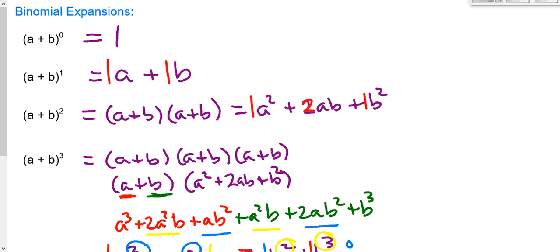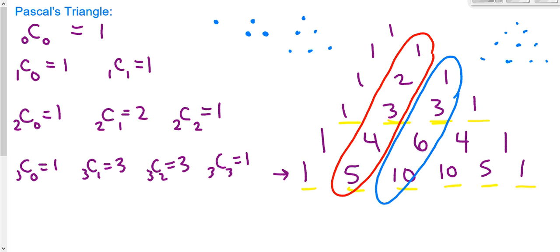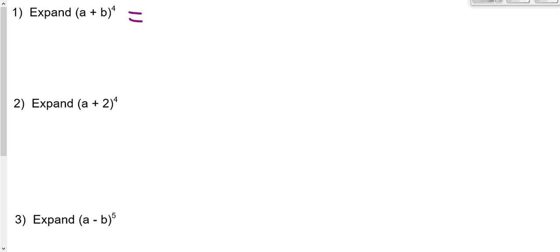Okay, so we can expand other binomials using all of these patterns. So let's expand a plus b to the 4th. And no, I'm not going to multiply a plus b times a plus b times a plus b times a plus b. What I'm going to do is realize that in the 4th row of Pascal's triangle, right here, 1, 4, 6, 4, 1, those are the coefficients we're going to use. 1, 4, 6, 4, 1.